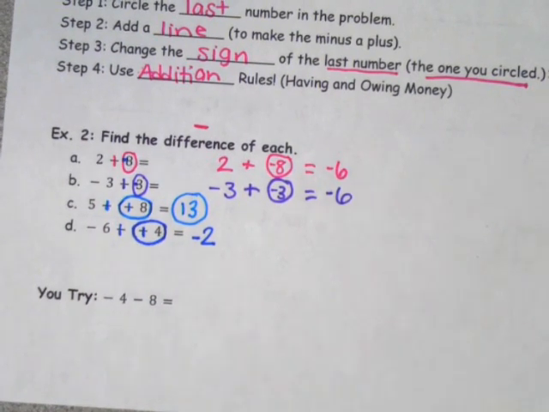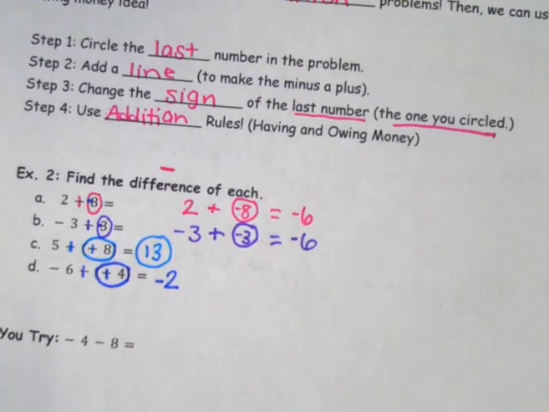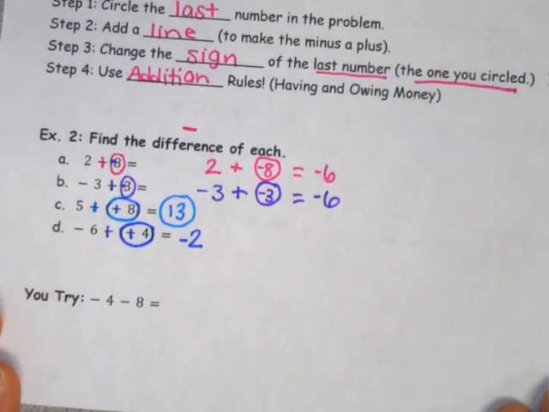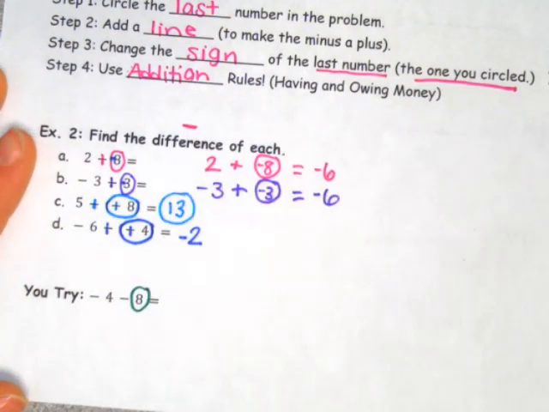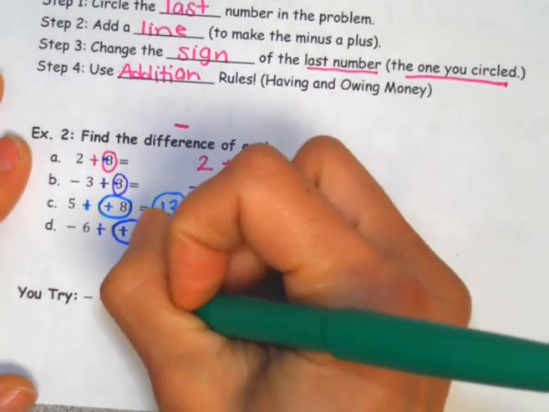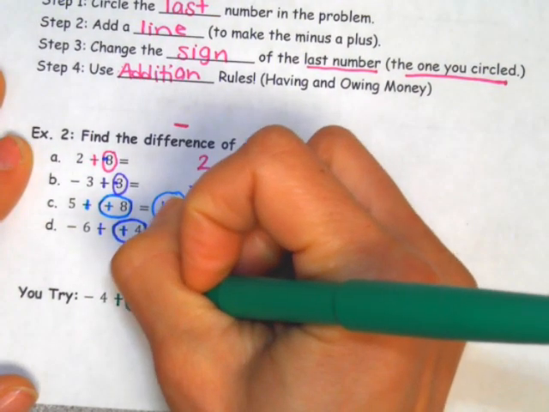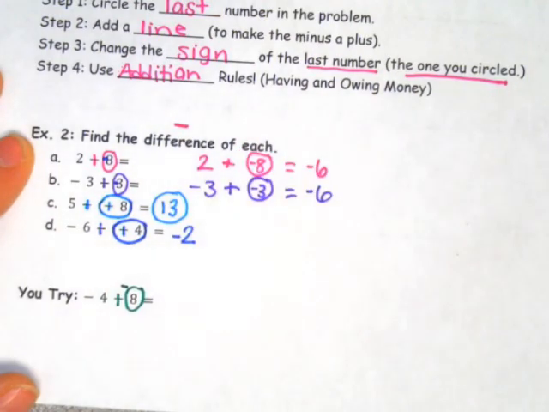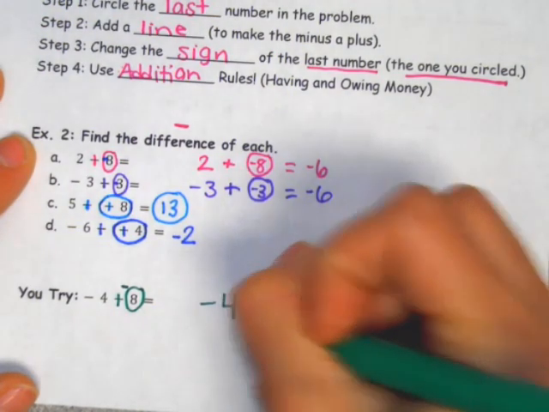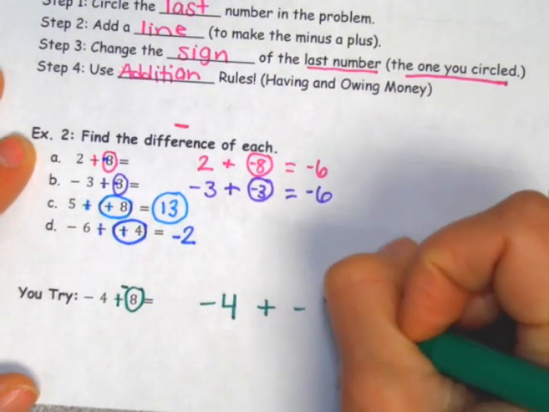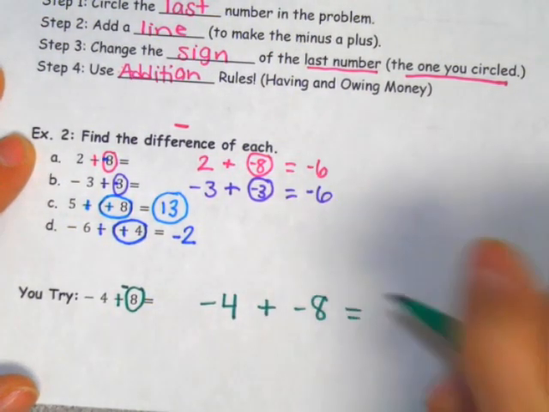Okay, let's check and see if you did it correctly. So you look in the middle. If you have a minus sign in the middle, you got to use our method. So we start by circling that last number. Then we add a line and change the sign. So I'm going to rewrite this. A lot of times there's not enough space. So we really have -4 plus -8 equals.